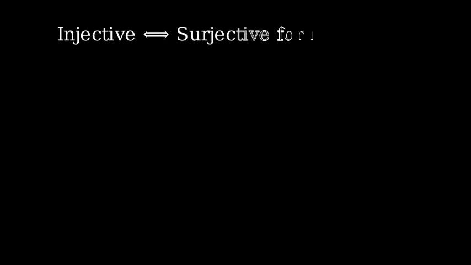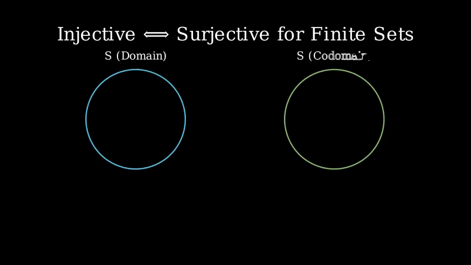Let's solve this problem step by step. We'll start with part A, proving that a function f from S to S is injective if surjective, where S is a finite non-empty set. Let's visualize this with a simple example. Consider a finite set S with three elements. We'll call them A, B, and C.